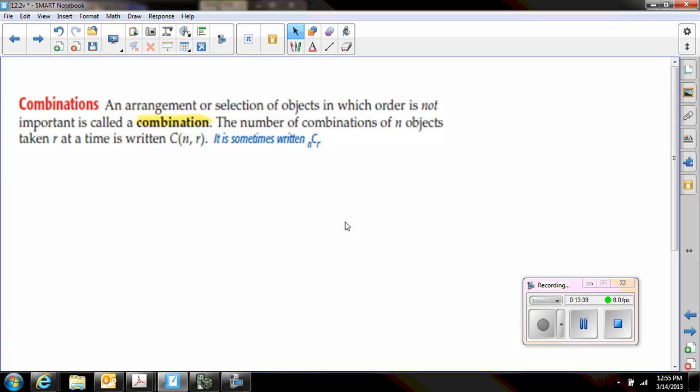The difference here is permutation says, let's take 5 kids. Let's stand them in order from tallest to shortest. Combination says, let's take 5 kids and put them in a group. No order. That's the difference between a combination and a permutation.